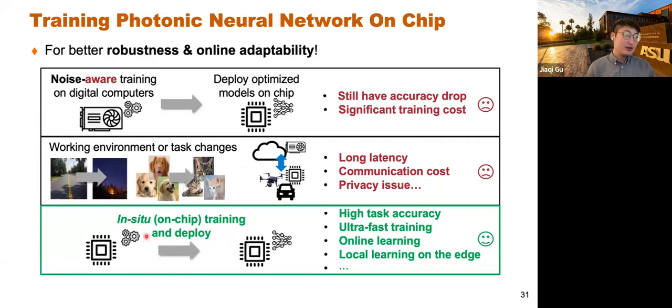For a better solution, you call it on-chip training or in-situ training. So you train and deploy the model on the same hardware. You train on the circuit and deploy on the same circuit. Then you can reduce the gap between simulation and the actual inference, and this is ultra fast training because you also leverage the ultra fast photonic computing for training, and then you can enable local online learning on the edge. Then you don't have the communication cost back and forth between cloud and edge, and also you don't have the data privacy issues. So you have a lot of benefits using on-chip training.